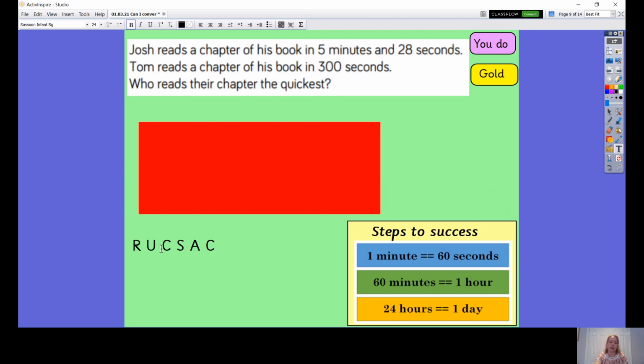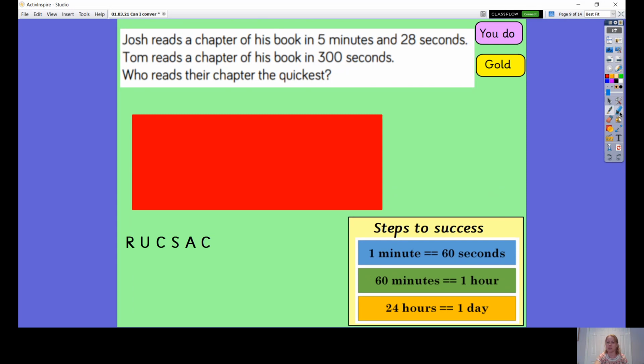And then U is understanding. Okay, so to help me to understand, I'm going to underline. So understanding and underlining, or highlighting in my case. It doesn't matter that his name's Josh, but he reads his book in 5 minutes and 28 seconds. And then the other one, Tom, reads it in 300 seconds. And then I want to know who's the quickest. So I've read my problem. I've understood and underlined. Okay, so I know that I need to work out which one of these times is quickest.